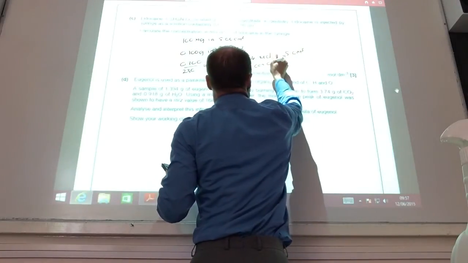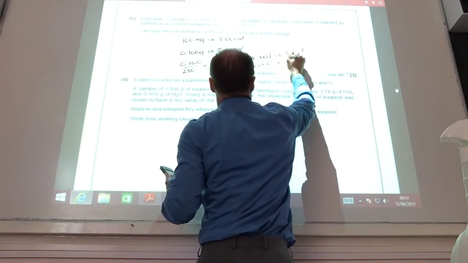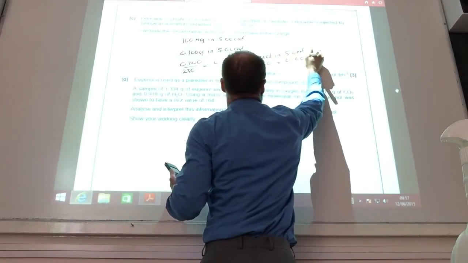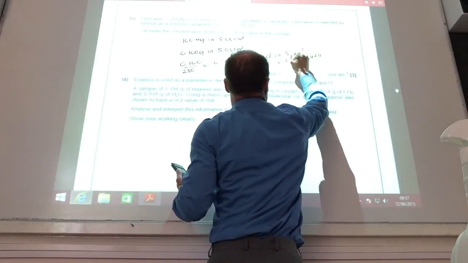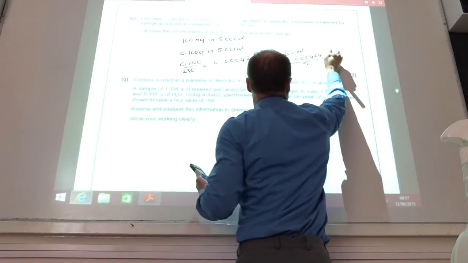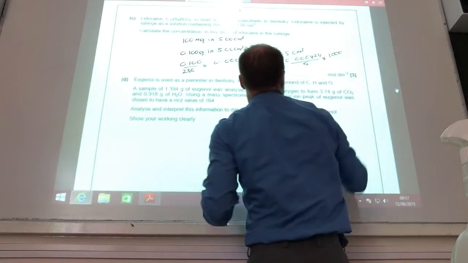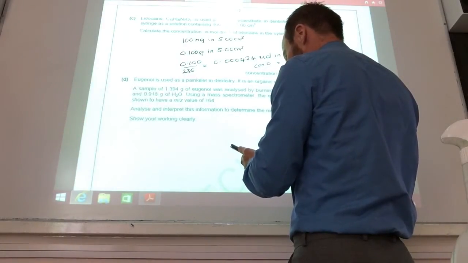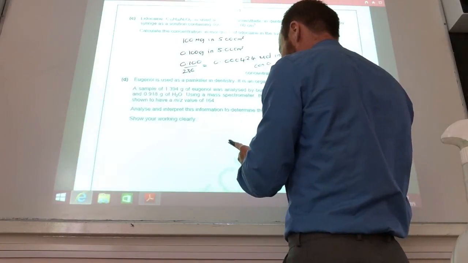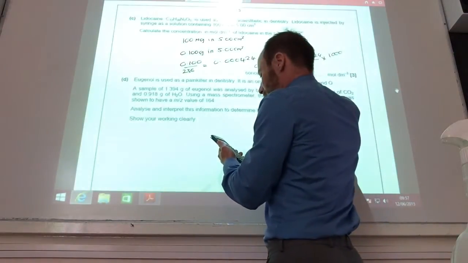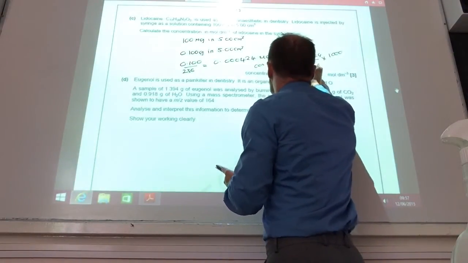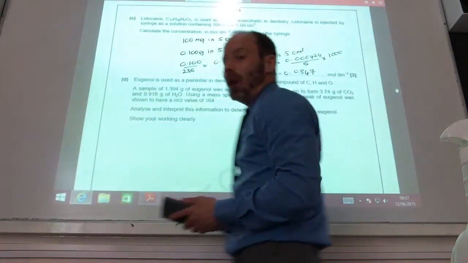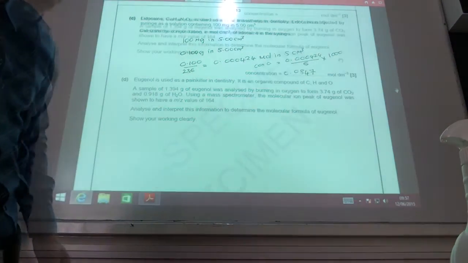So its concentration in moles per decimeter cubed is 0.0000424 divided by 5 times by 1,000 to scale it up to 1 decimeter cubed. So divide by 5 times by 1,000, and that gives you 0.0847 moles per decimeter cubed.